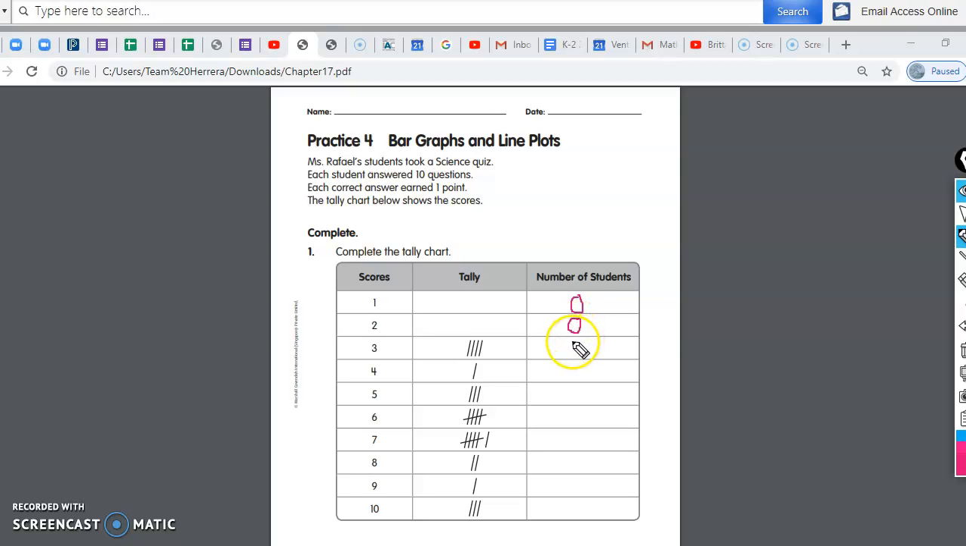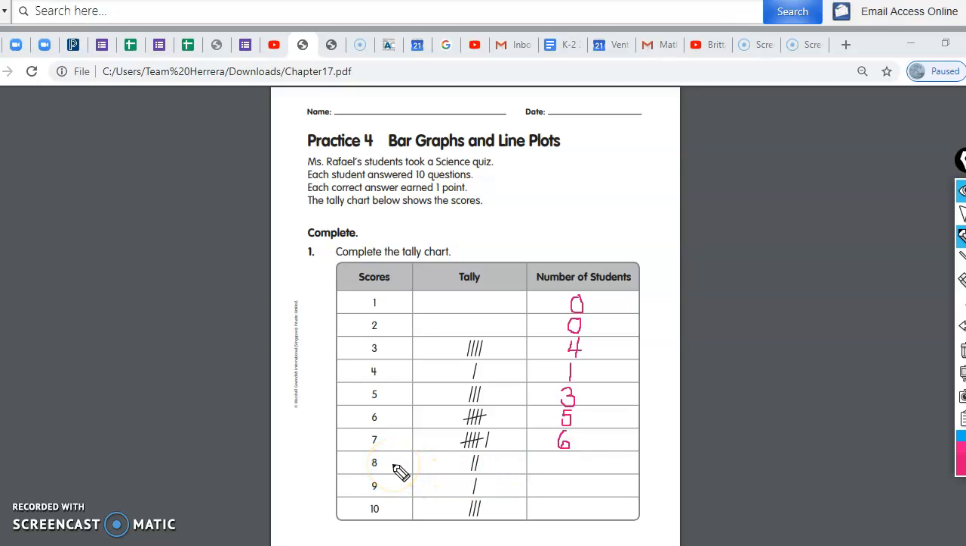We had 4 students who received a score of 3, and a score of 4, we had 1 student who received a score of 4. A score of 5, we have 3 tally marks, so 3 students received a score of 5. On score 6, we had 5 tally marks, so 5 students scored. And then on a score of 7, we had 6 students because we have 6 tally marks.